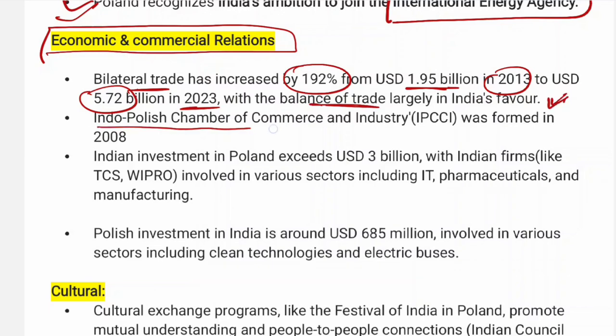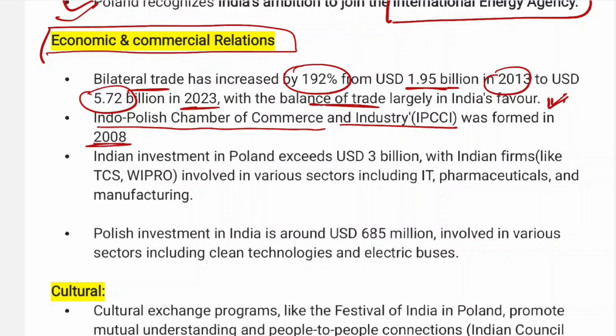There is Indo-Polish Chamber of Commerce and Industry formed for the cooperation and exchange of information and the experience sharing between the industry body of both countries. It was formed in 2008.